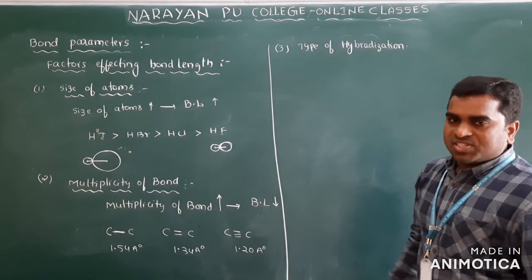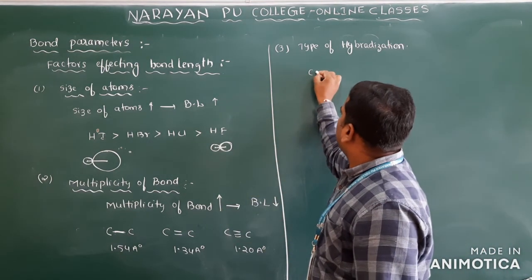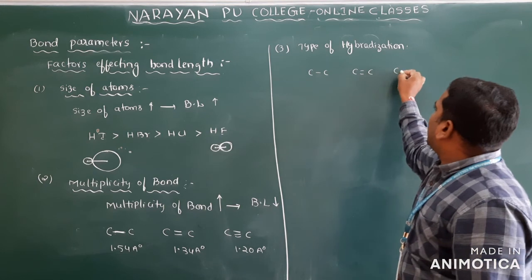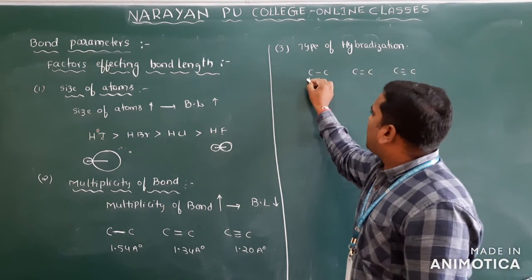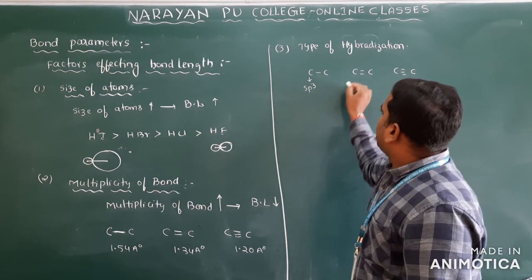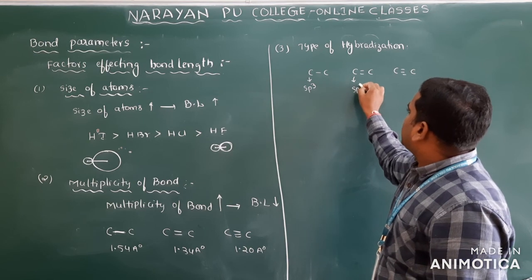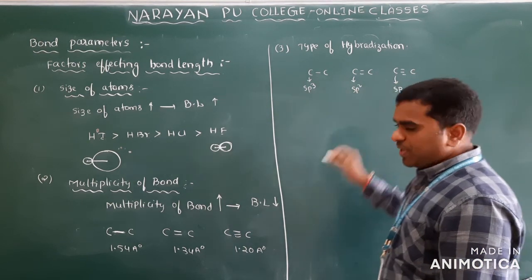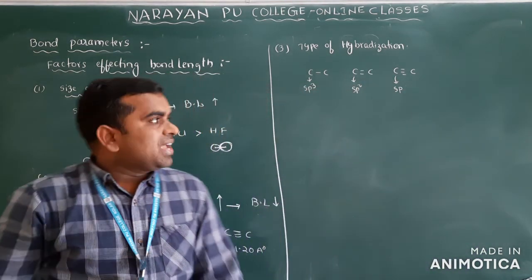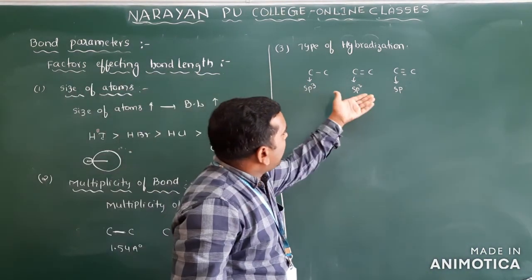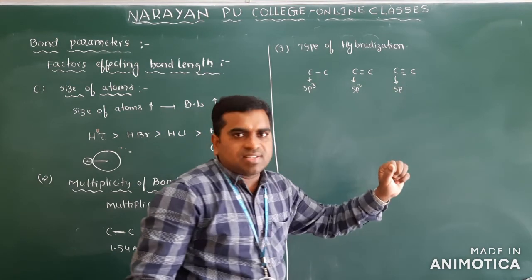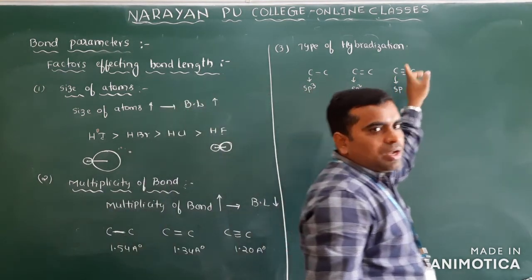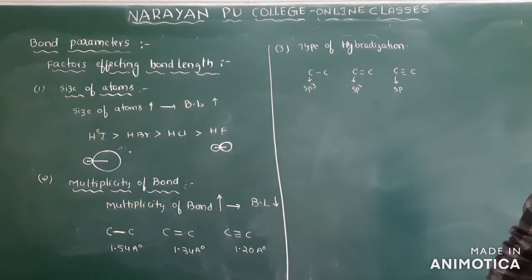Type of hybridization. Clear? Suppose here we have C double bond C and here C triple bond C. Here the carbon hybridization is sp3, the double bonded carbon is sp2, and the triple bonded carbon is sp. Clear? As the s character increases, automatically the bond length decreases.